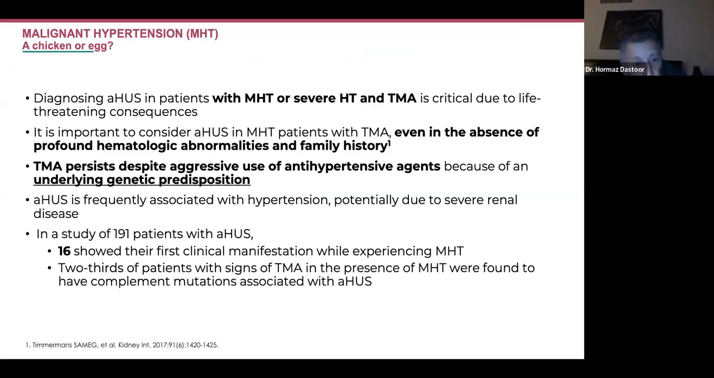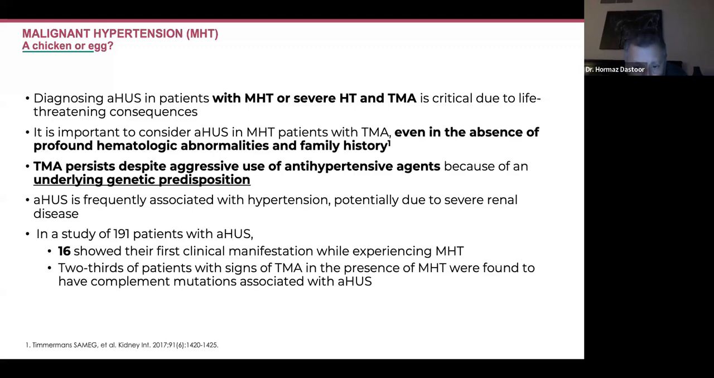And the same thing is common in malignant hypertension. In malignant hypertension, it's like the chicken or egg. Did the malignant hypertension cause the patient to have kidney failure, or did kidney failure cause the patient to have malignant hypertension? Or the third alternative: was malignant hypertension just the trigger in a genetically susceptible patient, which resulted in activation of the complement pathway, which caused him to have AHUS and progressive end-stage kidney disease?